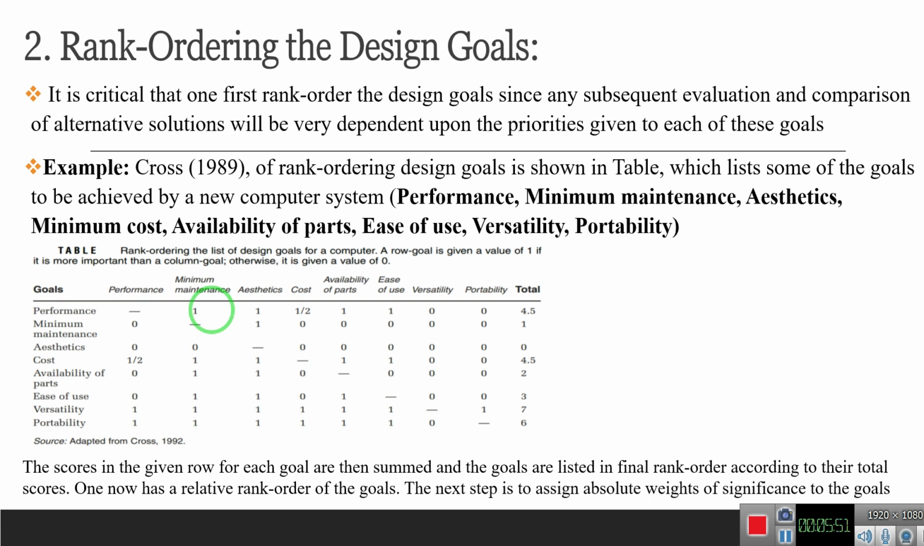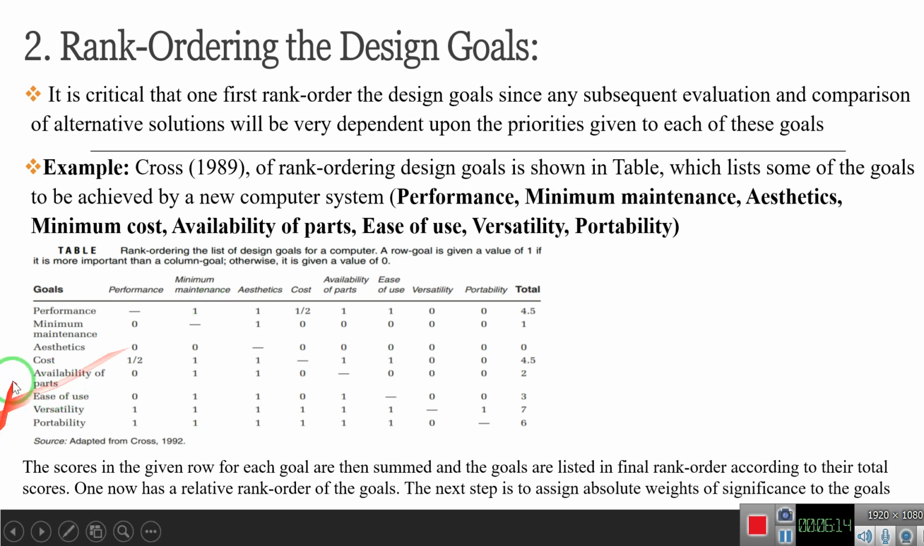If one goal is overcoming the other goal, meaning this is more important than this one, then you have to give 1. If this goal and this goal tie, both are important, then give 0.5, 0.5. If the goal is better than the shown goal, then 1. If the goal is not better than the shown goal, then 0.